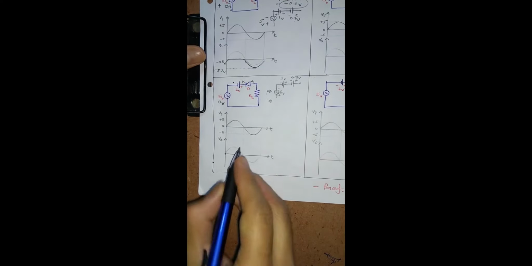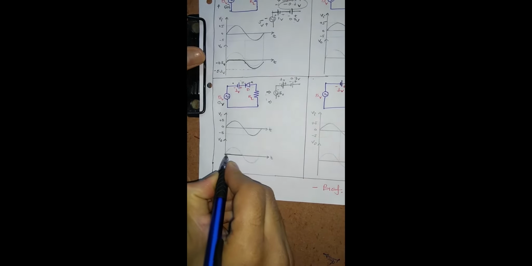So in all positive cycle, cathode is positive because 0, plus 1, plus 2, plus 3, plus 4, plus 5. Anode is lesser than cathode. So in whole positive cycle, diode is off. So in whole positive cycle, output is equal to 0 volt.